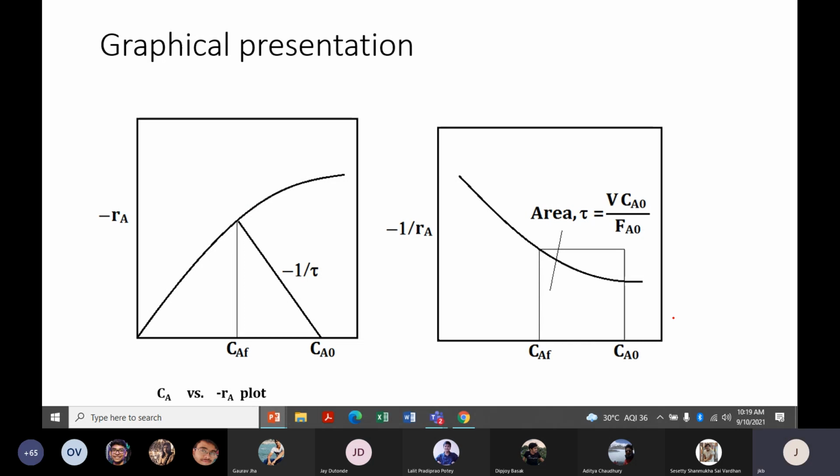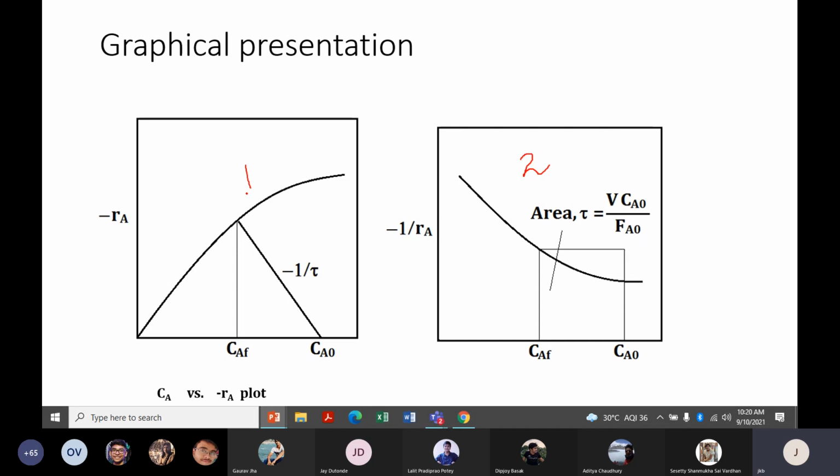Two types of plots you can use for reactor design. Either you can plot reaction rate, minus rA, in terms of conversion or concentration. Here it is shown in terms of concentration only. Or we can plot the reciprocal of rate, that is minus 1 by rA, in terms of concentration. So you will get this type of curve. This is 1 and this is 2. Remember these two types of curves.